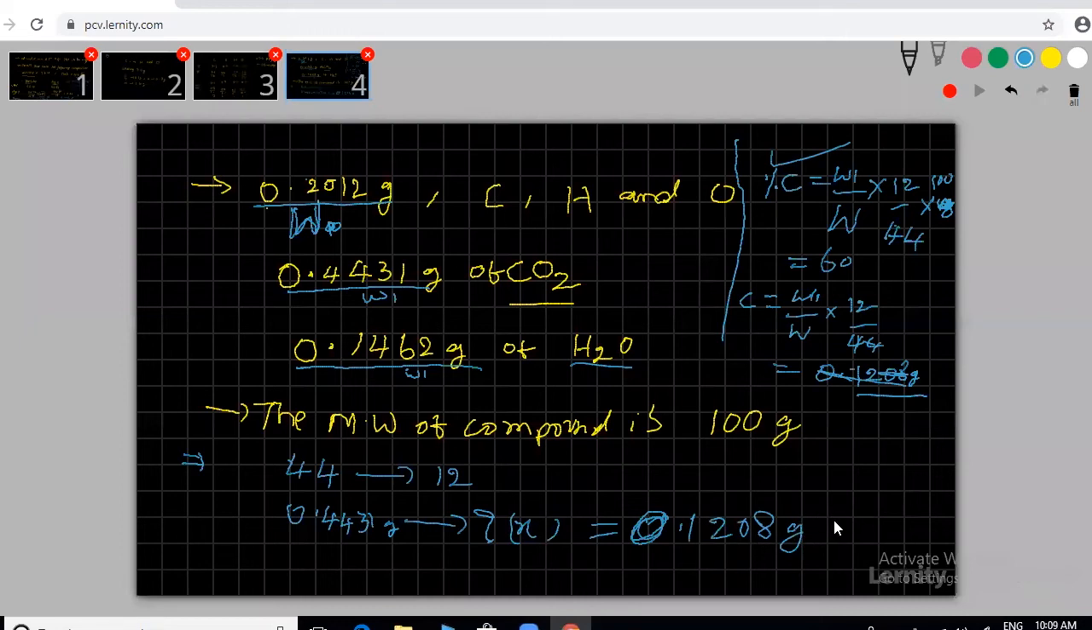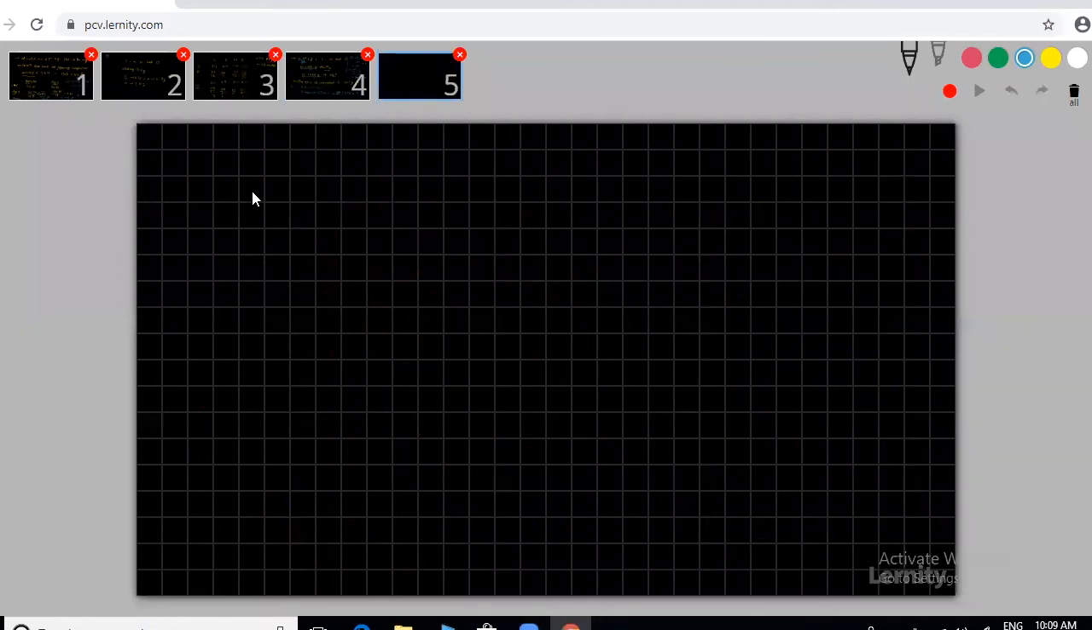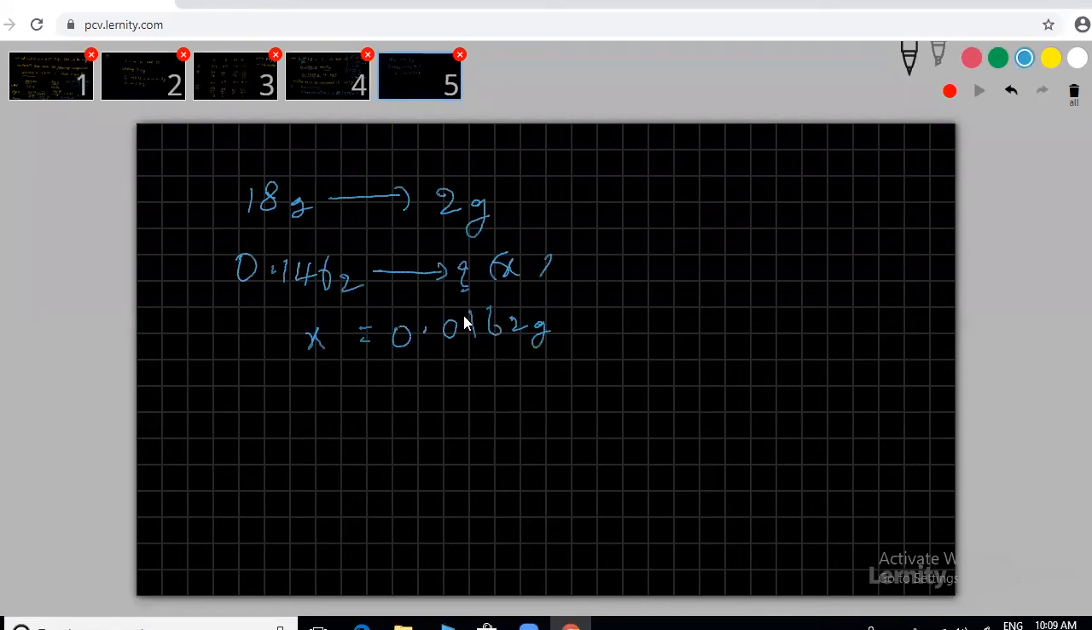Have you understood at least this step? What is the carbon weight here? 0.1208 grams. Can you find the same thing for water? 18 grams of water contain how much hydrogen? 2 grams of hydrogen. Is this step clear? Then what is the weight of water they gave? 0.1462 grams contain how much weight? Just find the weight here, X value. X equal to 0.0162 grams. Clear? So we got the carbon weight and the hydrogen weight.